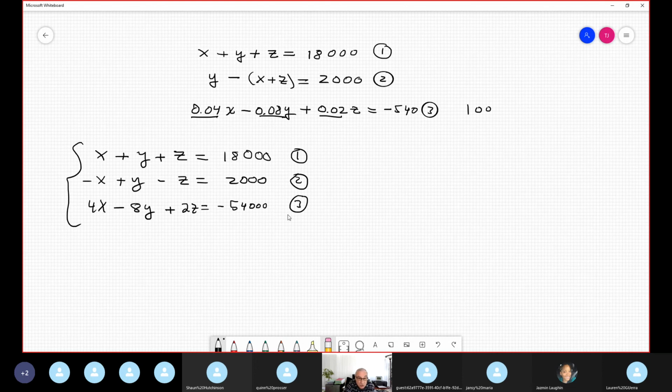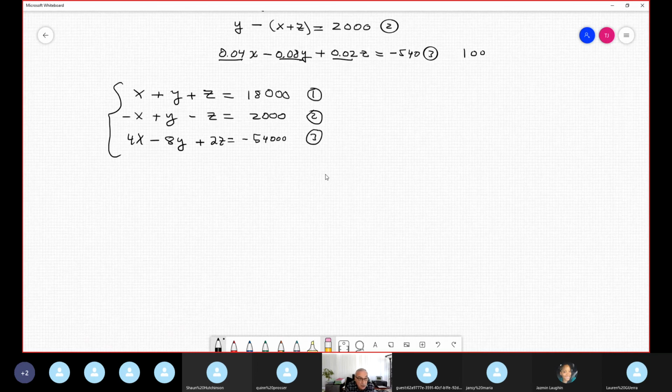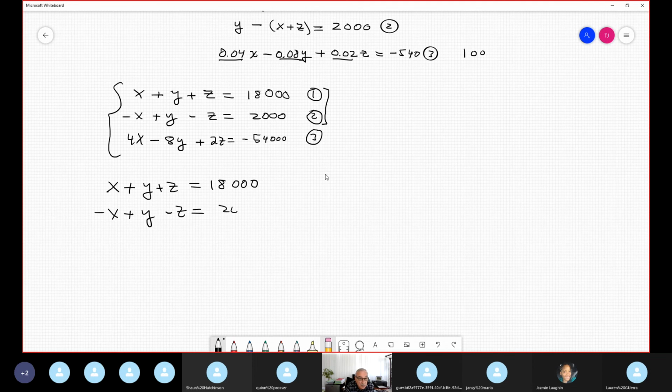So I make a decision. You spend some seconds planning the best strategy. In my opinion, you pair equation 1 and equation 2. x plus y plus z equals 18,000, and minus x plus y minus z equals 2000. I'm ready for elimination because I can see negative x, negative z. Oh wow, amazing. z and x cancel out. Good. 2y is equal to 20,000.